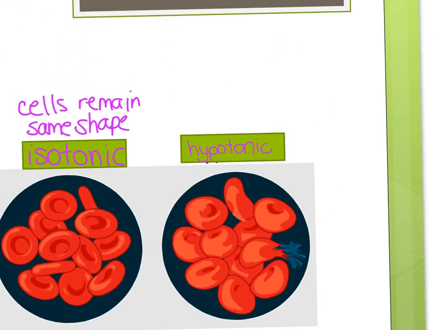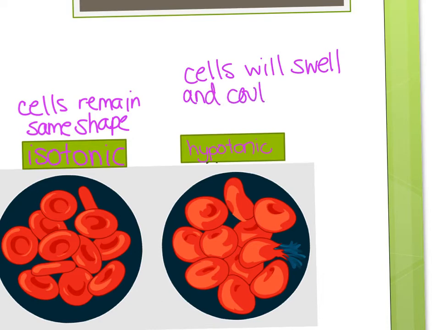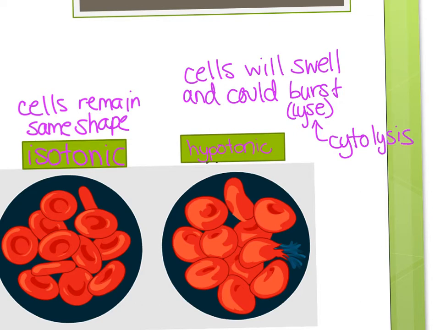So the cells will swell and could burst. And we call this lysing, L-Y-S-E, to lyse, like a lysosome, or cytolysis. Cyto means cell, lysis meaning to burst. So cytolysis. You may want to write that down.